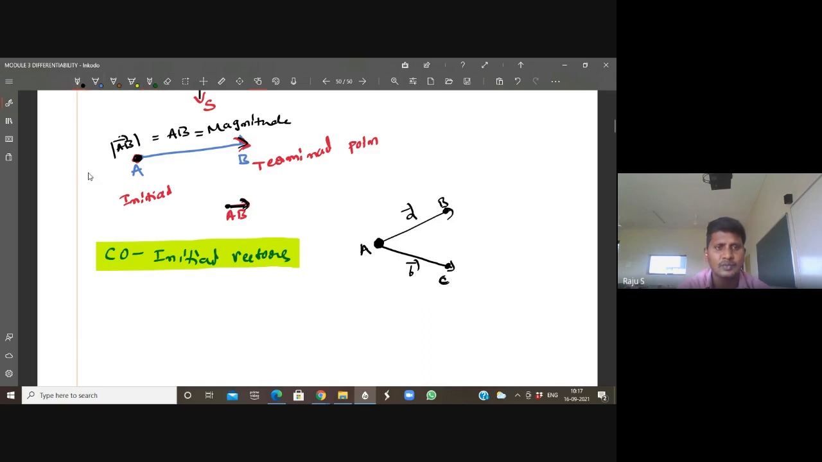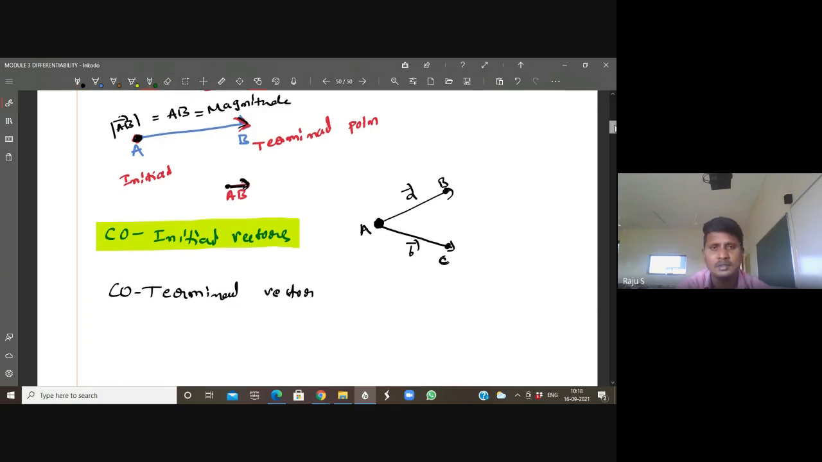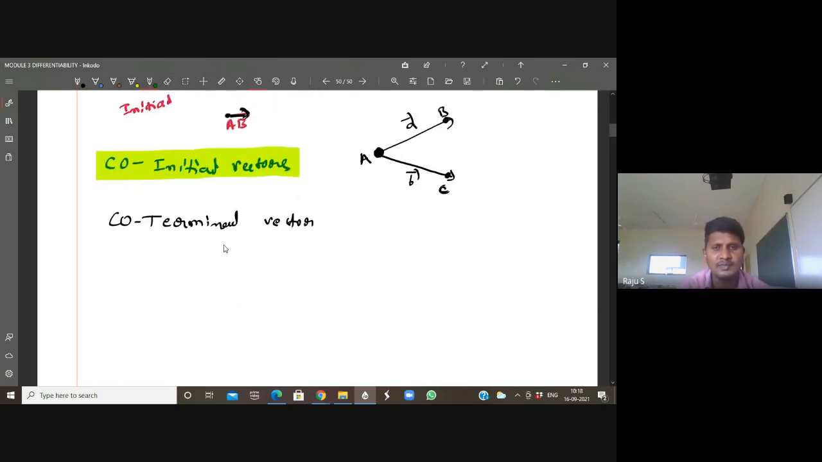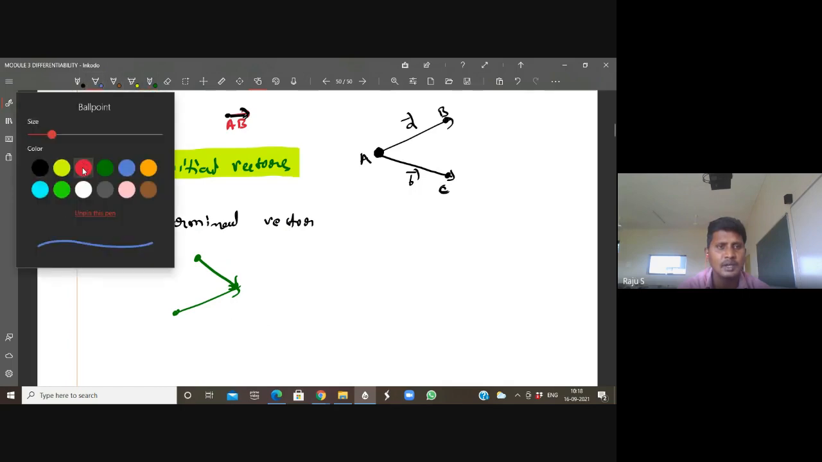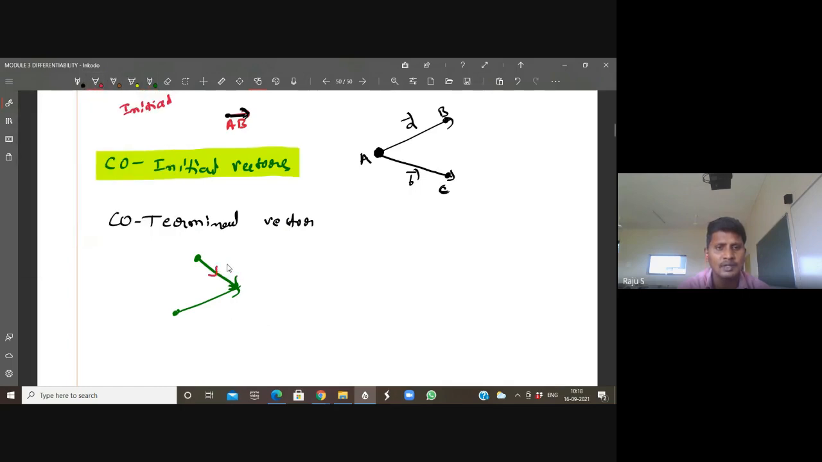Next, co-terminal vector. So what is meant by co-terminal vector? Terminal is nothing but the ending point. If the starting point is the same, that is co-initial. Terminal point is the same, like this is the starting point, this is the ending point, and this is the starting point, this is the ending point. When I take the vector here, this is vector A, this is vector B.